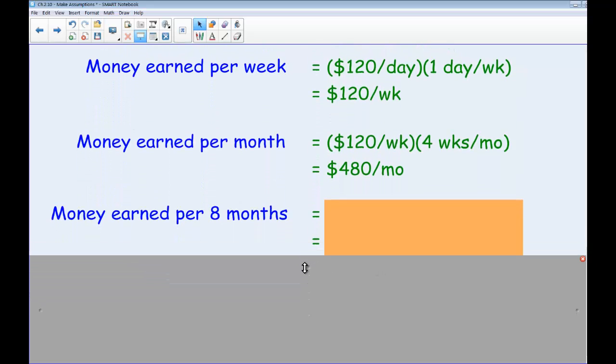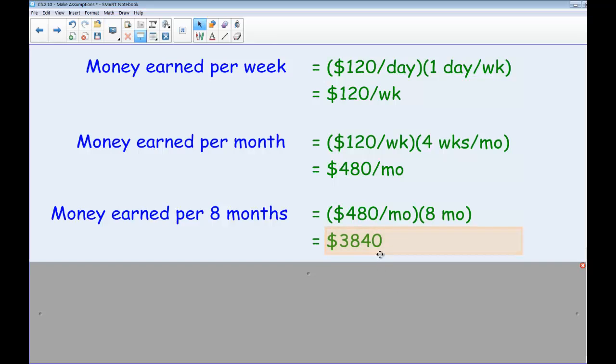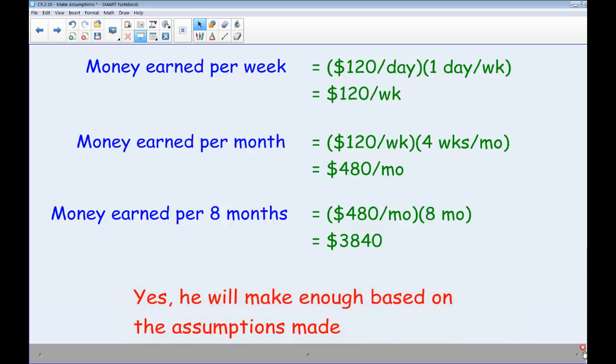And finally, we're going to calculate then the $480 per month, multiply that by the 8 months that he has to work and save up his money. So he'll make in total after 8 months $38.40 altogether. So is he going to make enough? Yeah, absolutely. Yep, he's going to make enough money based on those assumptions that were made.